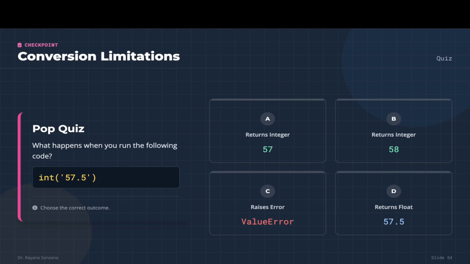What happens with int("57.5")? Why? The answer would be C, because it raises a value error. Python's int() function is not designed to parse strings containing decimal points directly. It expects a string that looks like a whole number. To successfully convert this string to an integer, you must perform a two-step conversion. First, you'd have to convert the string to a float, which would be float("57.5").